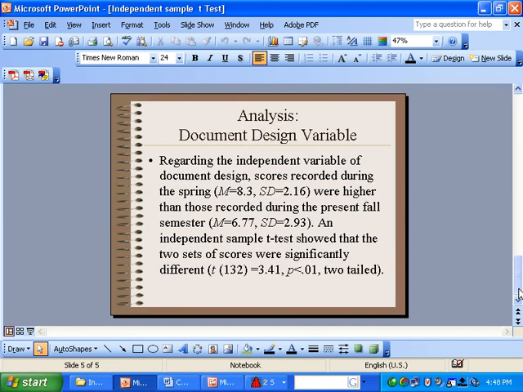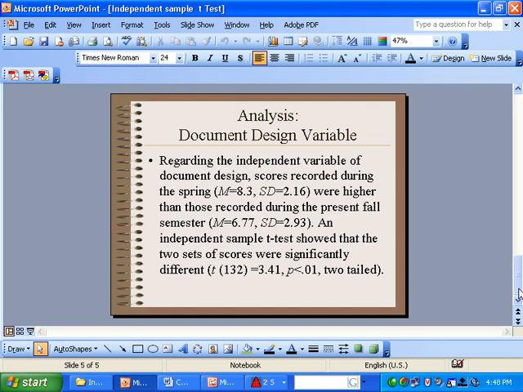Regarding our analysis of the document design variable, we note that the scores during the spring were higher than those recorded during the present fall semester. Again, we noticed a decrease. An independent sample t-test in this case showed, however, that the scores were significantly different, meeting and exceeding our 0.05 confidence interval and meeting and exceeding the t-test statistic as established by the table.